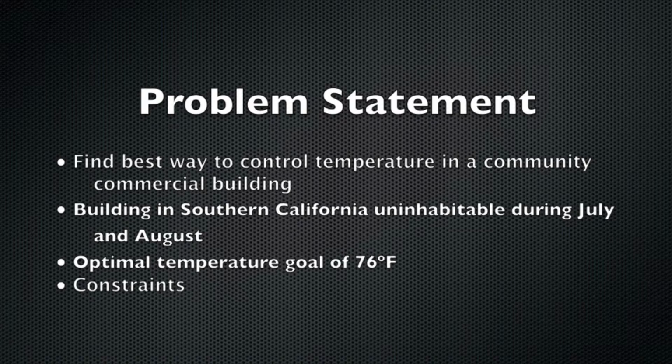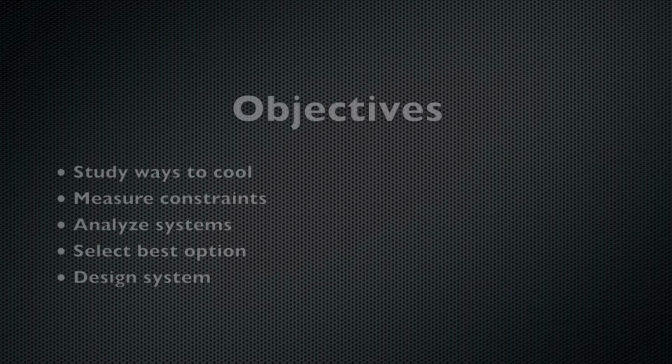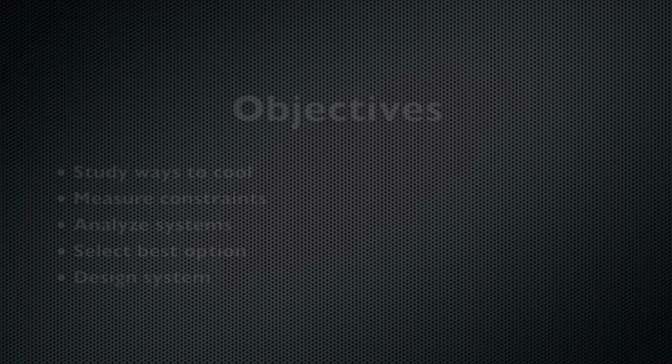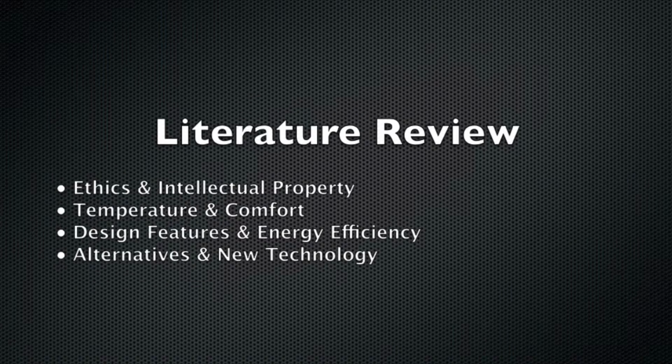The next is the financial limitations of a nonprofit organization. The objectives for this project are to study ways to cool, measure the constraints, analyze different systems, select the best option, and then design the system around that. The literature review was helpful in finding the optimal temperature, which is 76 degrees Fahrenheit, and alternatives to cooling.